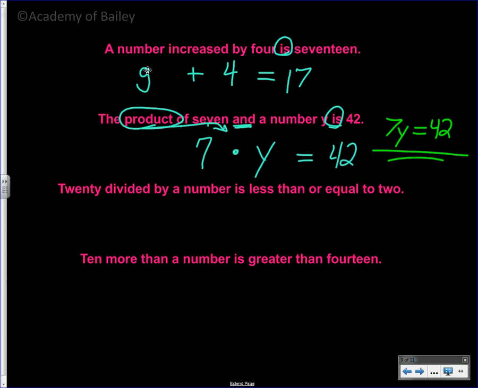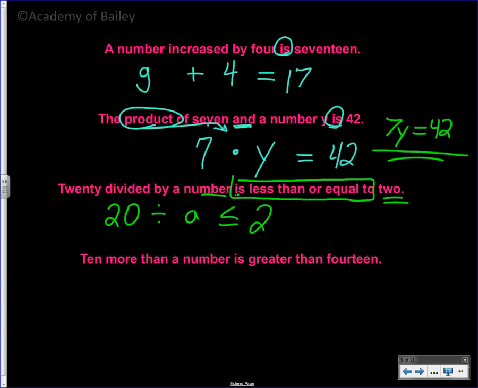The third one, 20 divided by a number is less than or equal to 2. So 20 divided by a number, well, we can pick a number. Let's pick the letter a. 20 divided by a, and now is less than or equal to. This means we have an equal sign or an inequality, and this inequality means less than or equal to 2. You could also write this as 20 over a is less than or equal to 2. Either way is acceptable.